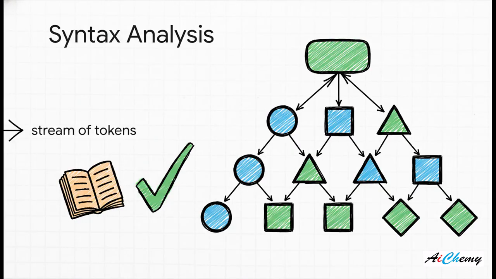Next up, we have syntax analysis, which you'll also hear called parsing. This is basically the grammar check. It takes that stream of tokens we just made and asks a simple question. Do these words form a valid sentence based on the rules of this programming language? And if the answer is yes, it builds this awesome structure called an abstract syntax tree, or AST. Seriously, it's like a family tree for your code. It shows the exact relationships between all the different pieces.